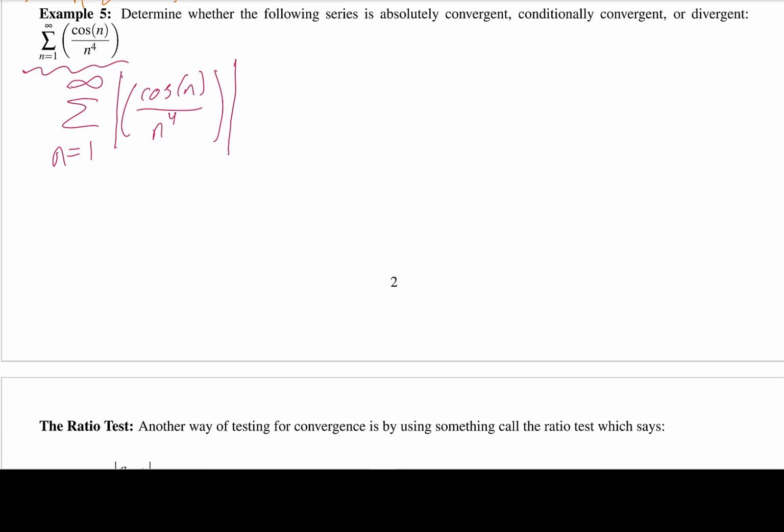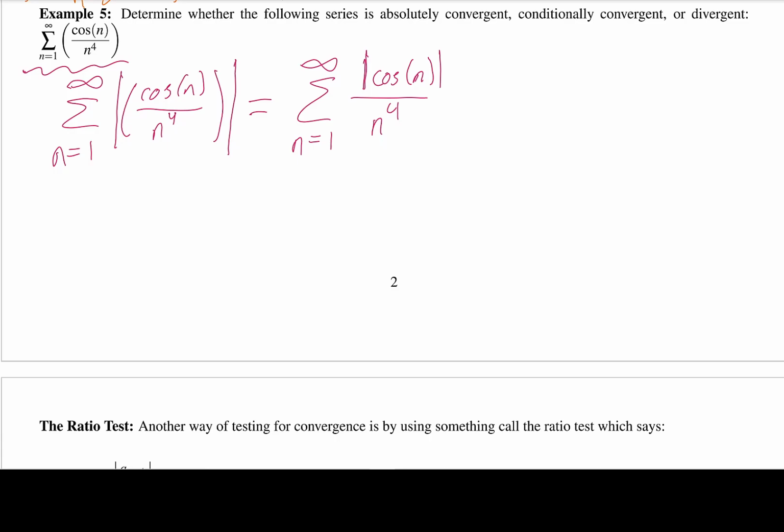But now when we look at this, this would be the same thing as the sum from n equals 1 to infinity of the absolute value of cosine of n over n to the fourth, right? I don't need this absolute value on n to the fourth because n's always going to be a positive number. So the absolute value doesn't really affect that.